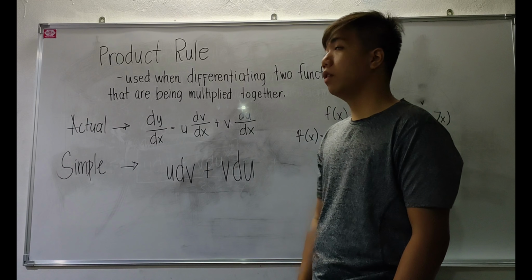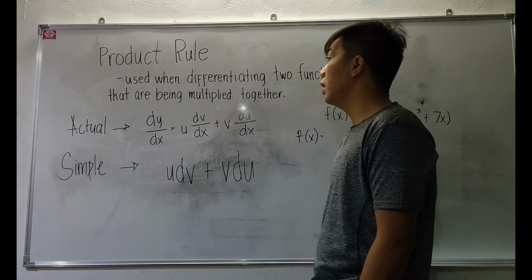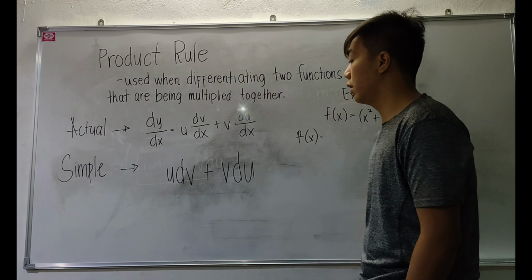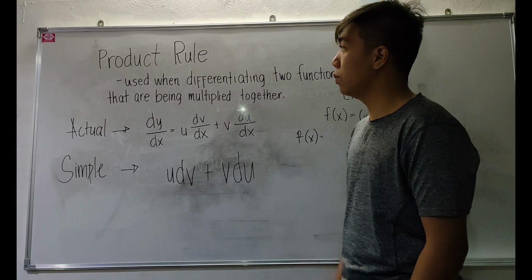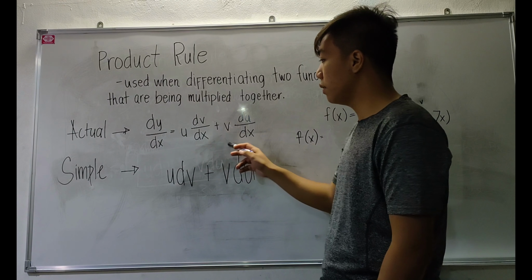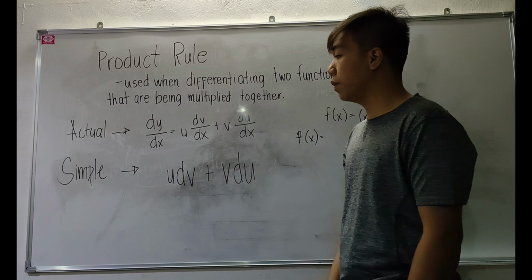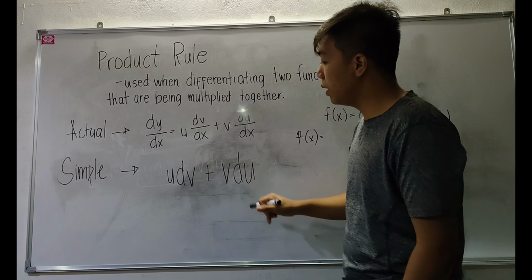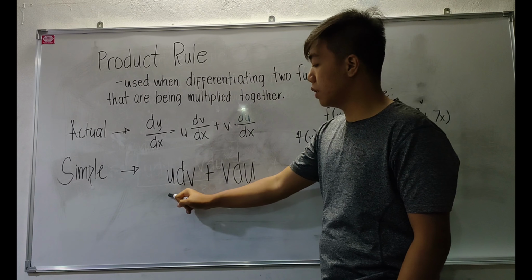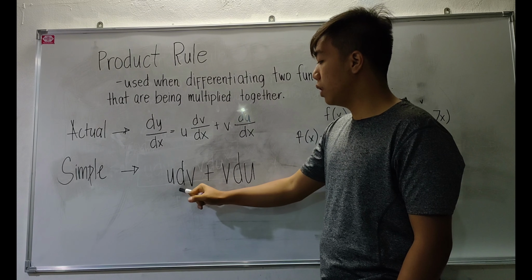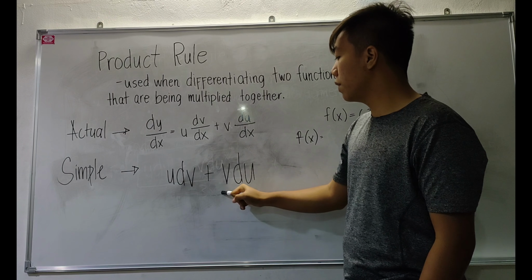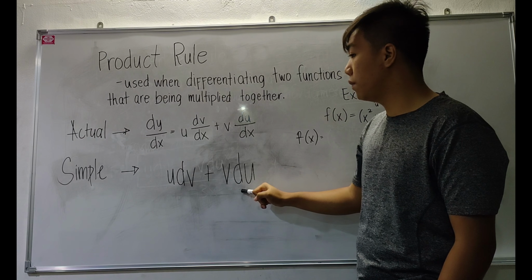Now let us move on to the next rule, the product rule. It is used when differentiating two functions that are being multiplied together. The actual formula used when getting the product of two functions is this. But to make things more simple, we would use this formula. By using this formula, we need to get the first function multiplied to the derivative of the second function plus the second function multiplied to the derivative of the first function.